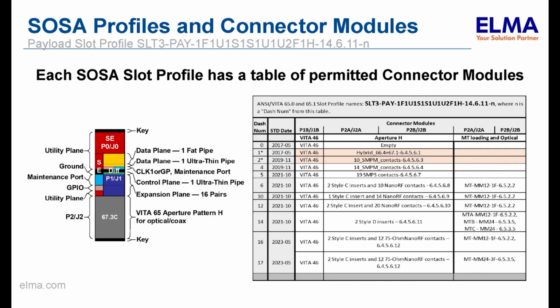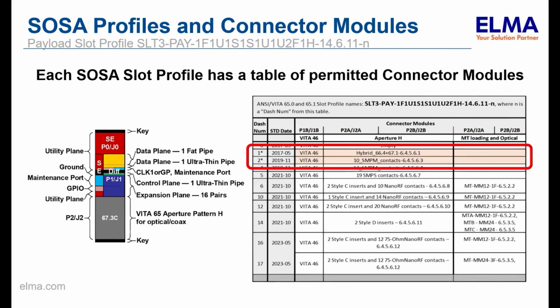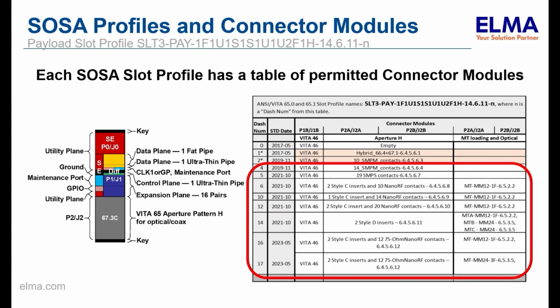Each slot profile with an aperture in the SOSA technical standard has a table outlining the permitted connector modules for that slot profile, along with VITA 65.0 and 65.1 details, like the dash number assigned to the connector and the section numbers that define the coax and optical connectivity for each connector module. The connector modules marked in orange are considered legacy and are not recommended for new designs. The rest of the connectors are free to be used. Note that each was chosen to address various operational use cases defined by the SOSA working groups.